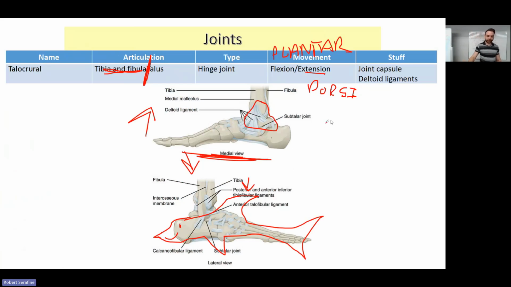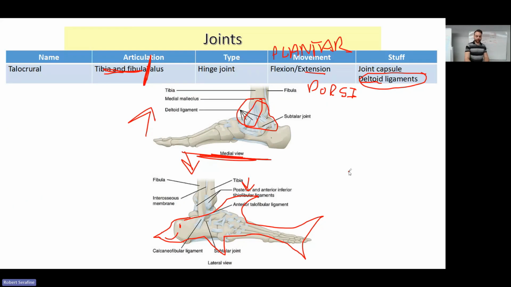Some notable structures, we have the deltoid ligaments. I like to point these out simply because if you happen to see these in your life or on a test, you would see deltoid ligaments and think that they're in the shoulder, because we know that the deltoids are there in the shoulder. However, in this case, the deltoid ligaments exist on the medial side right here of our ankle.